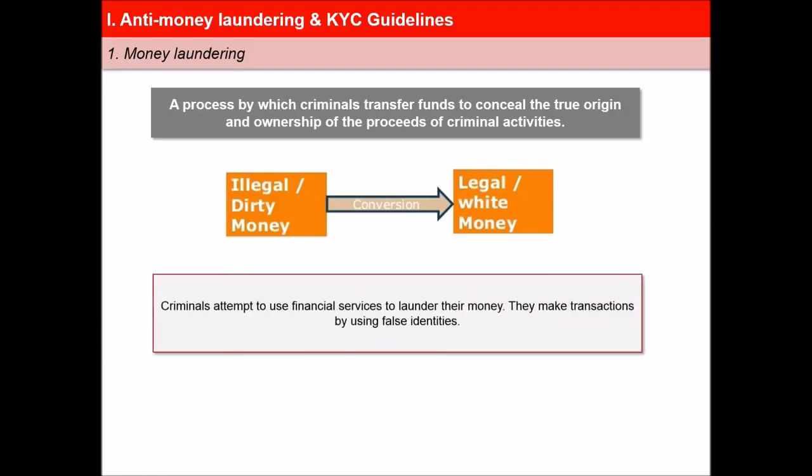Criminals attempt to use financial services, including banks and insurance, to launder their money. They make transactions by using false identities, for example, by purchasing some form of insurance and then managing to withdraw that money and then disappearing once their purpose is served.